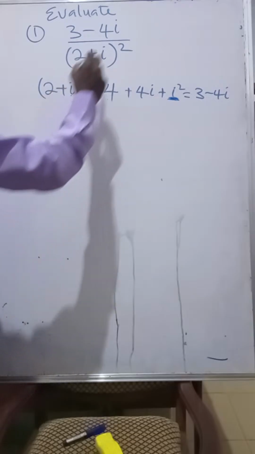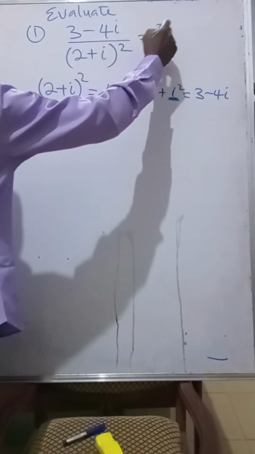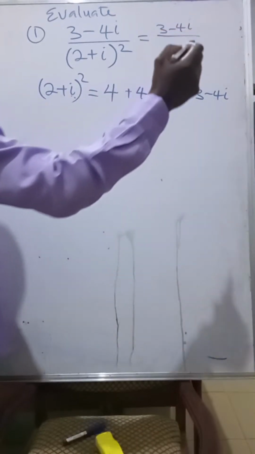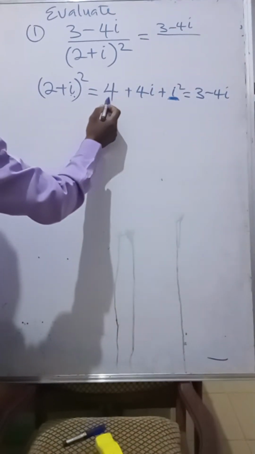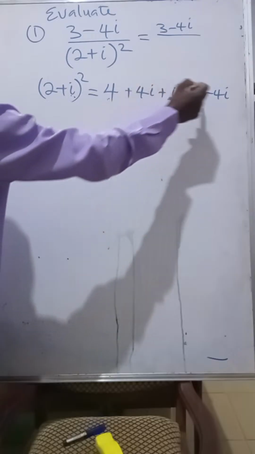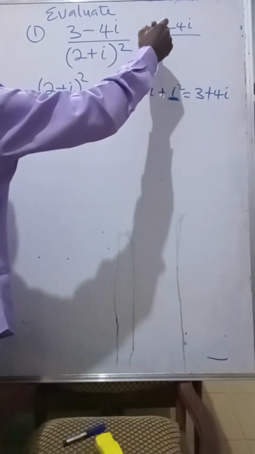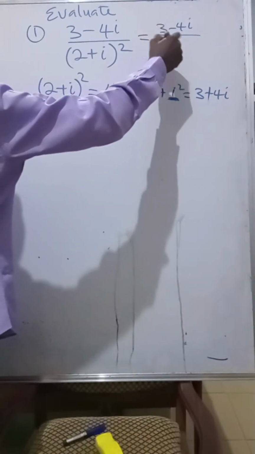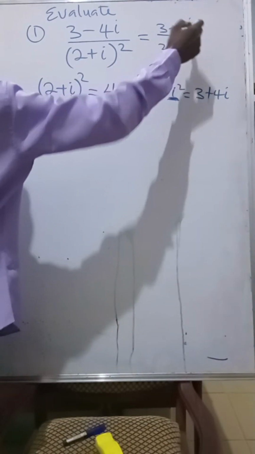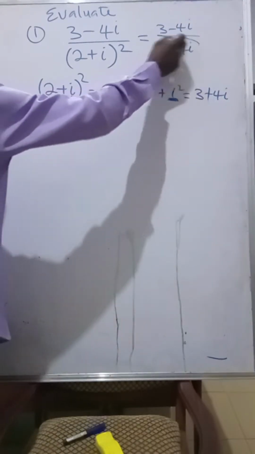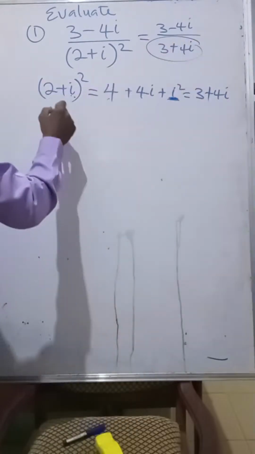So the question will now become this one, 3 minus 4i over 3 plus 4i. Okay, sorry for that, this one is 3 plus 4i. So that's what we have now. Then the conjugate of this denominator is what we need.